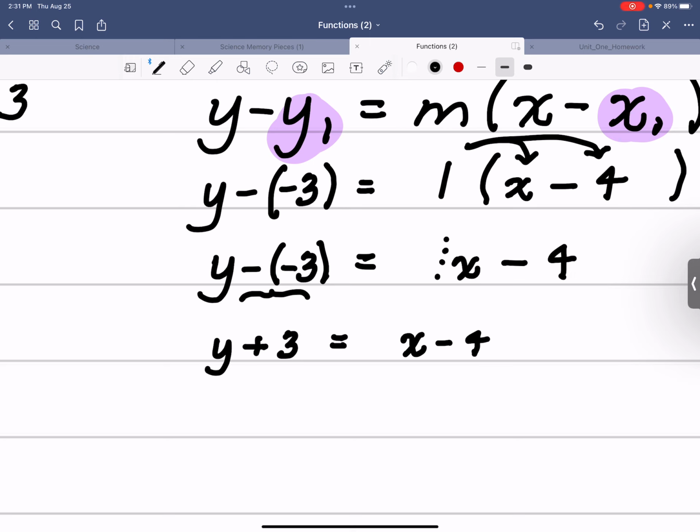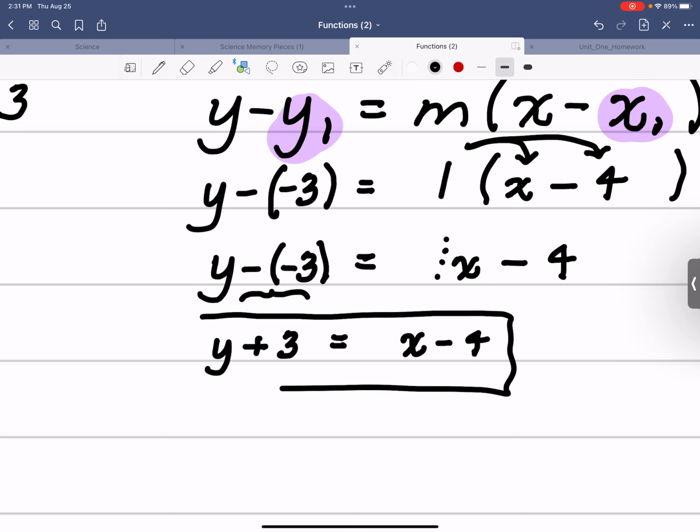This is the answer. You do not want to move anything around because they want it to be in point slope form. So that is all that you need to do. You will not use this a lot.